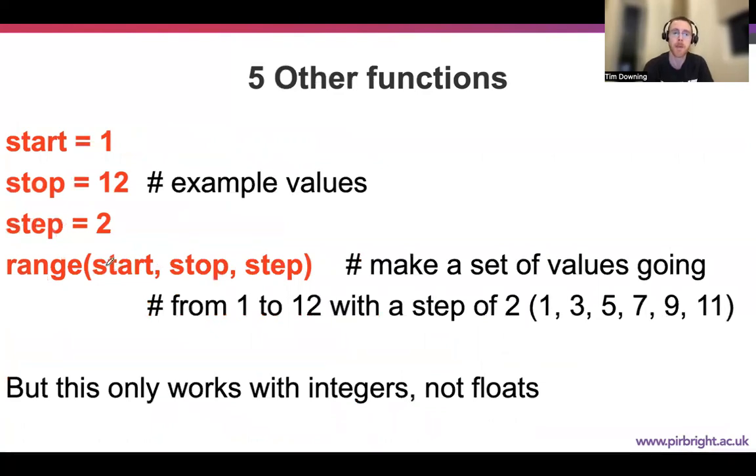Other functions, so another one to generate a range of values is called range. So that will generate from a start of 1, stop at 12, with a step size of 2. So this will generate numbers 1, 3, 5, 7, 9, 11 using this function. Note that it only works with integers, not floats. So if you're looking at decimals, you'll find this won't really work for you, and we'll need to use the NumPy package to do this properly with an array-like structure.